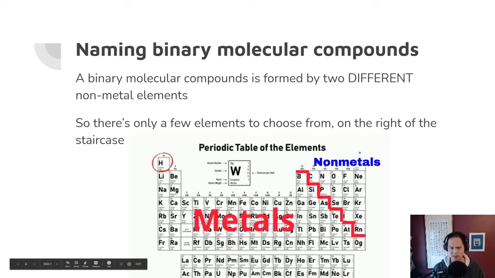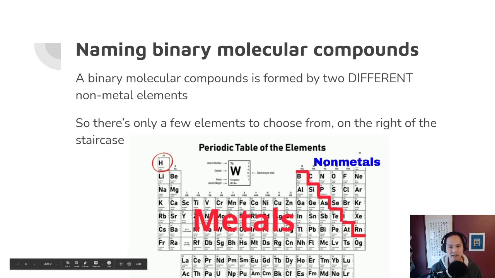Okay, so in the previous lectures, I keep talking about the staircase. I finally decided to go find a good image of it. All right, so this imaginary staircase here, and any periodic table you see, regardless of the colors, you can kind of see this staircase. Nonmetals are to the right, and metals are to the left. Now, some of these, right along the bottom part of that staircase, are called metalloids, and sometimes they act as nonmetals or as metals.